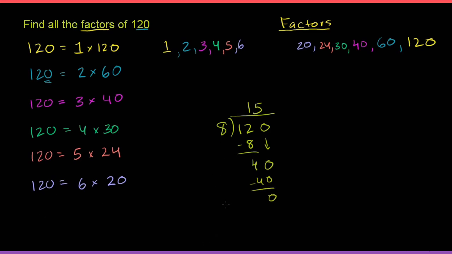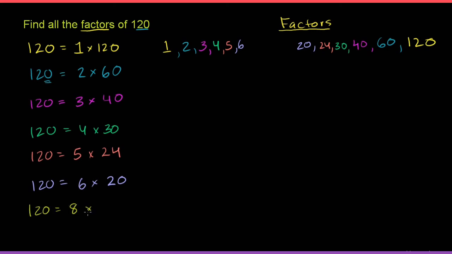So 120 is equal to 8 times 15. Let's add that to our factor list. We now have an 8, and now we have a 15. Now, is 120 divisible by 9? To test that out, you just add up the digits. 1 plus 2 plus 0 is equal to 3. Well, that satisfies our divisibility rule for 3, but 3 is not divisible by 9. So our number will not be divisible by 9. So 9 does not work out.